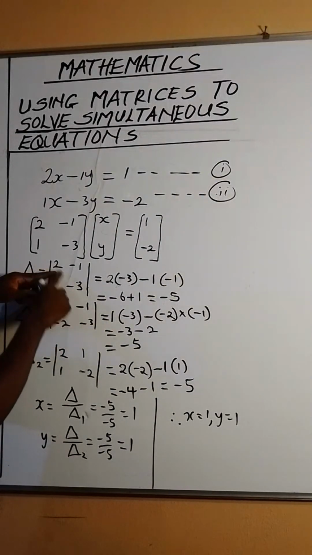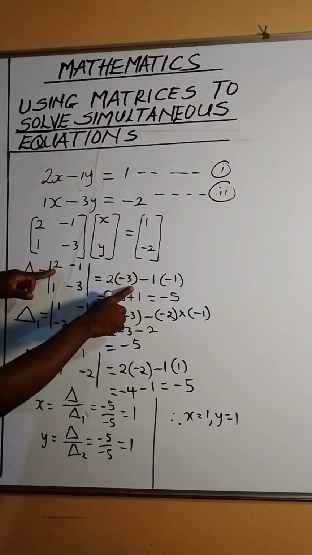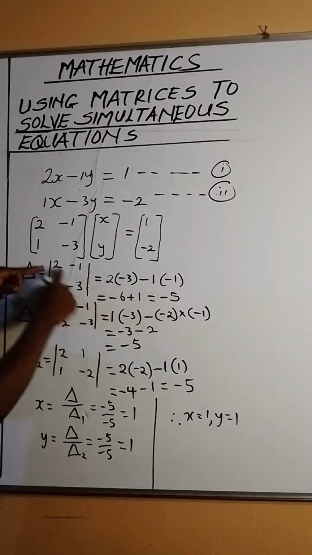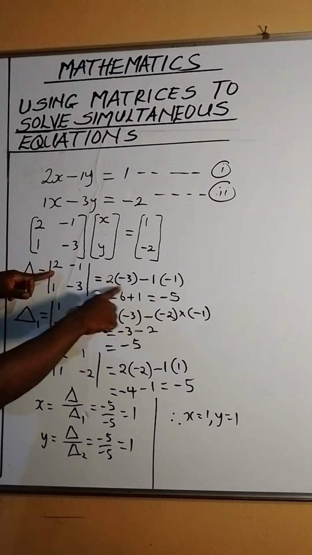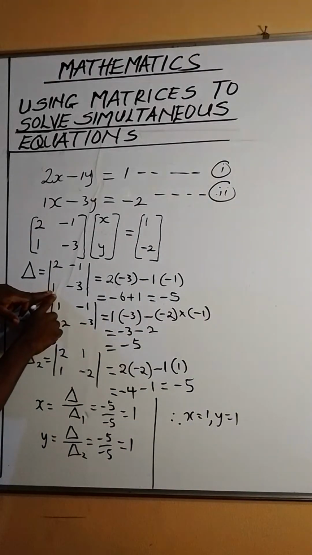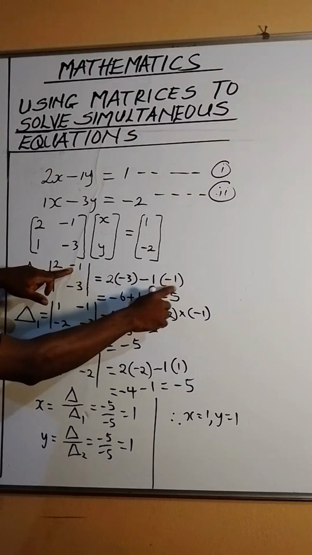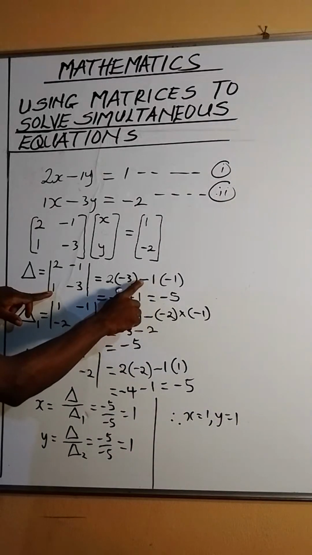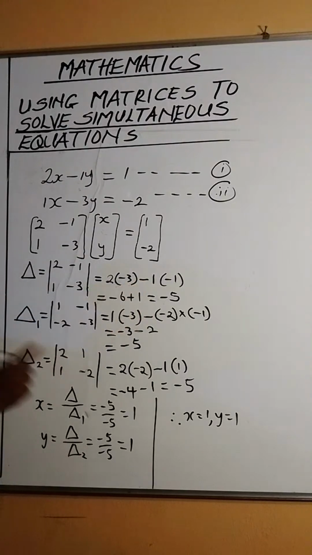To do that, we multiply 2 by minus 3. That's what we got here, 2 times minus 3. Then minus. This minus is the natural minus that comes when we are multiplying across. Then minus 1 times minus 1. This minus 1 is this minus 1, and this 1 is this 1. Then this minus is the normal minus that comes with the matrix. This is the matrix minus, don't forget that.